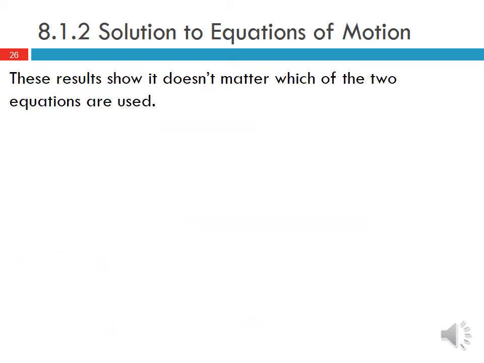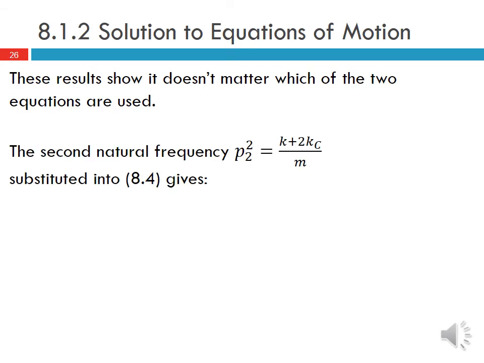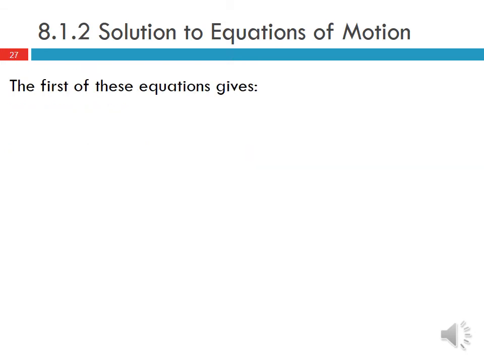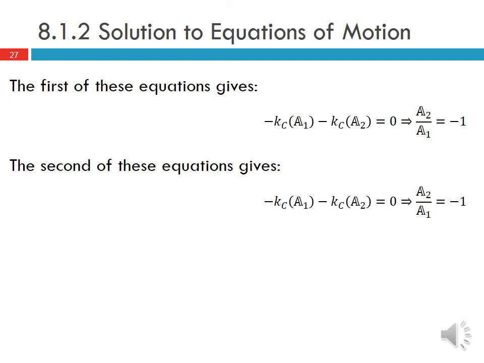So these results show that it doesn't really matter which of the two equations is used. We can't get a unique result; we can just get the relationship between a1 and a2. Now, if we use the second natural frequency and substitute that into our equation, then we get the expression here, and we can simplify this to get this equation. The first of these equations gives that a2 over a1 is equal to negative 1, and the second of these equations gives that a2 over a1 is also equal to negative 1.